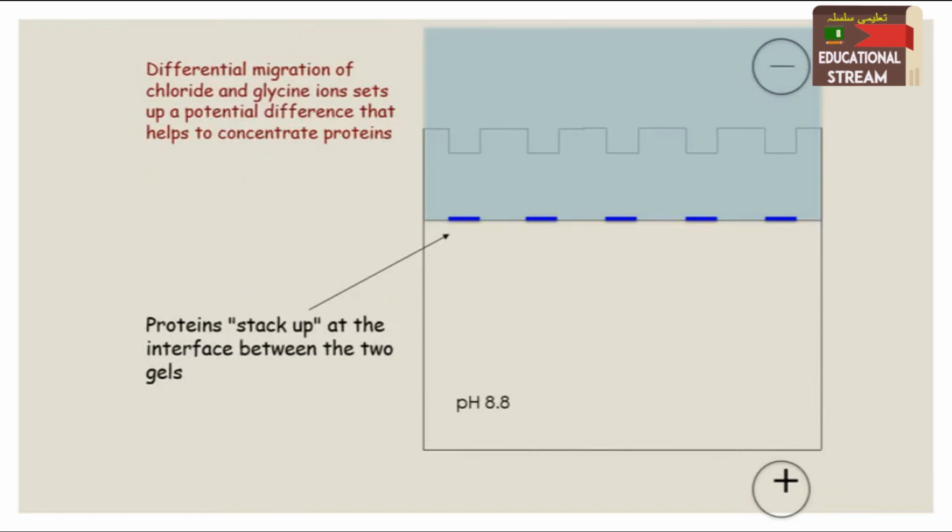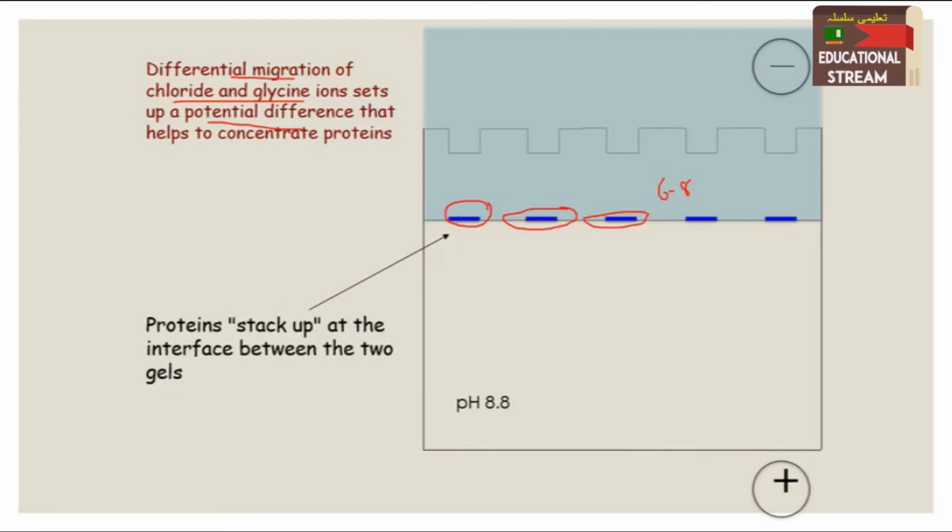Now you can see the sample has reached the edge of the stacking and resolving gel. Here the pH is 6.8 and here the pH is 8.8. Now there is differential migration of the chloride and glycine ions in the stacking gel and resolving gel, and in the buffer that we have provided. So it will create a potential difference, and it helps to concentrate the protein over here.